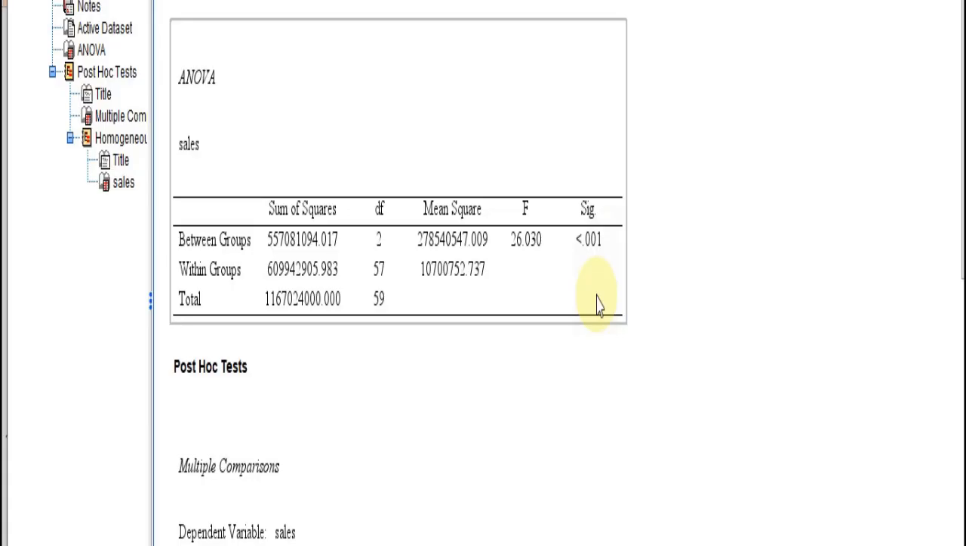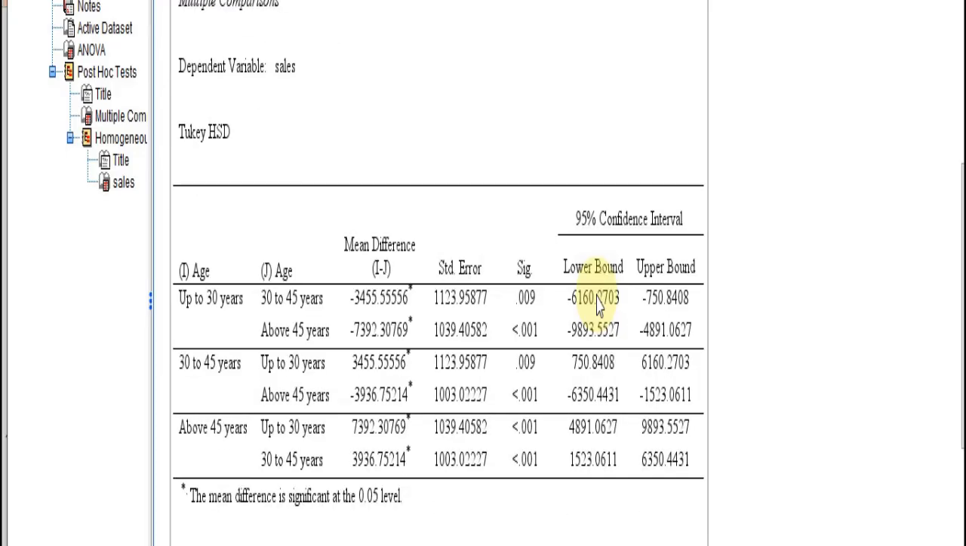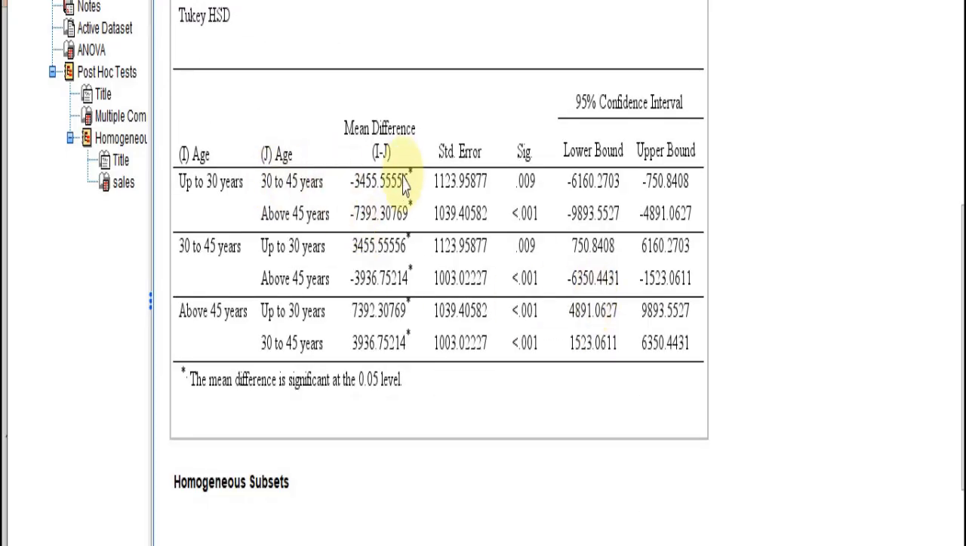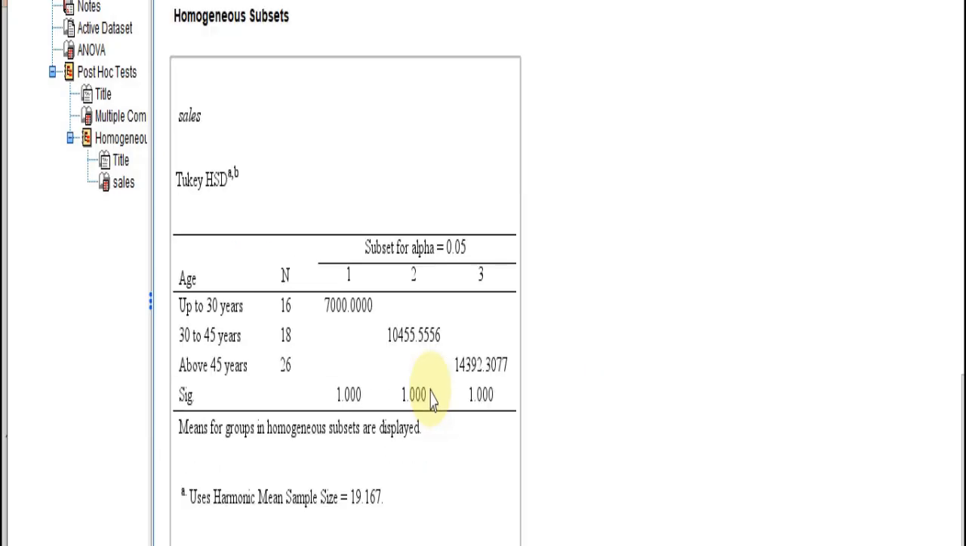Let us see the Tukey test. So this is the mean value. By using this table, we can easily understand that up to 30 years the average sales per day is 7,000. For 30 to 45 years, average sales is 10,455. But for above 45 years, the per day sales is 14,392. It is average sales. So each group has some difference.